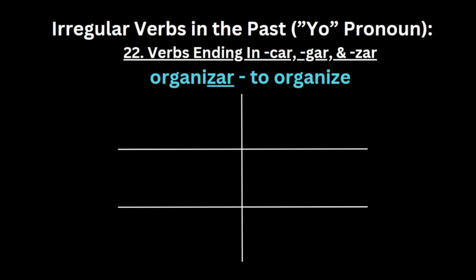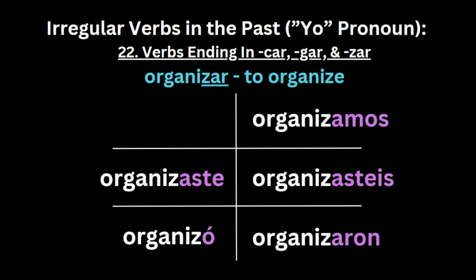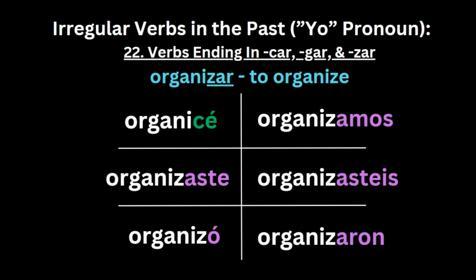At last, there are verbs ending in zar, like organizar, which also maintain the normal conjugation pattern in the past simple, while its yo pronoun is irregular, ending in se, meaning yo organicé, which is I organized. As always, in case you see any other verb ending in zar and you want to use it in the yo pronoun in the past, remember to simply change it to se. And this is where all types of irregular verbs in the past tense in Spanish come to an end.